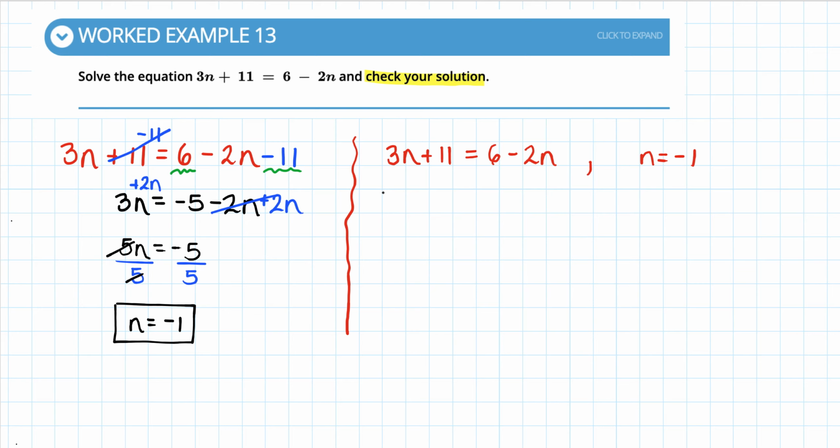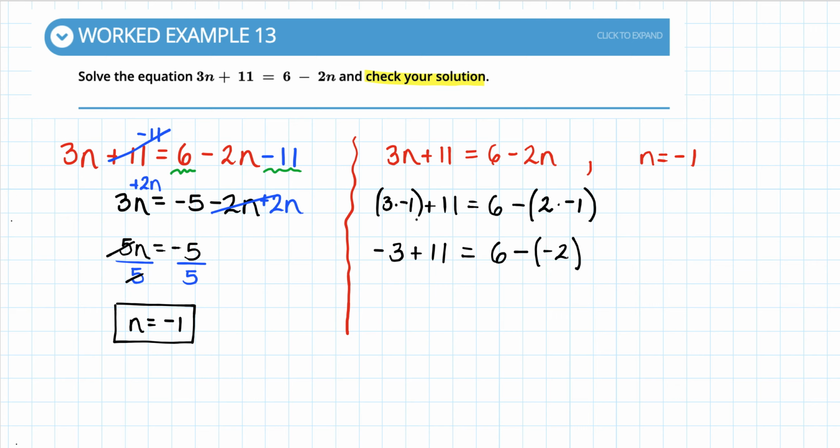So when I do that, I have 3 times -1 plus 11 is equal to 6, take away, open brackets, 2 times -1. You have to be very careful with these symbols. Look, I'm leaving the negative outside, and then I'm doing this multiplication first in here, okay? Then 3 times -1 is going to be -3 plus 11 is equal to 6 take away, what do I have here? 2 times -1 is -2. So I'm going to leave it here as -2.